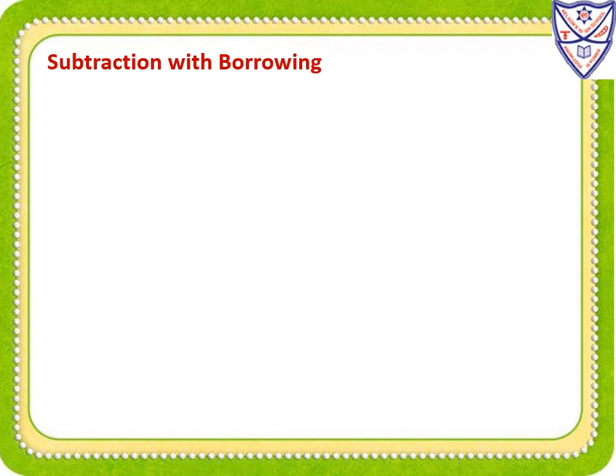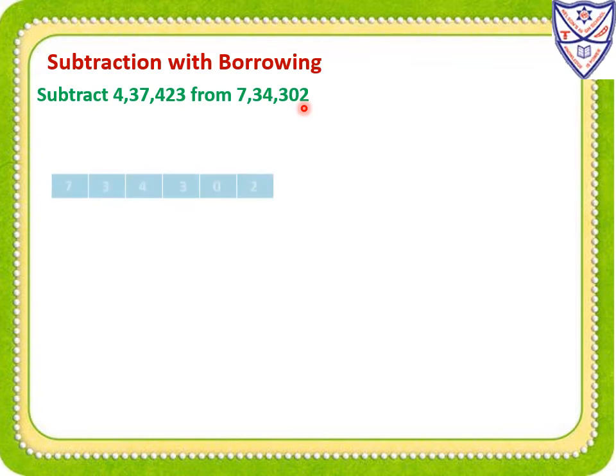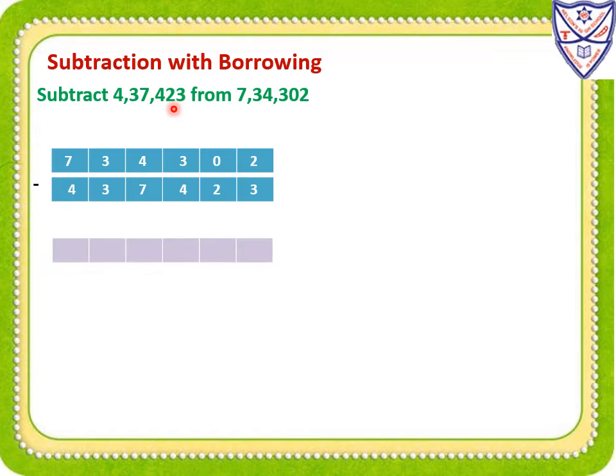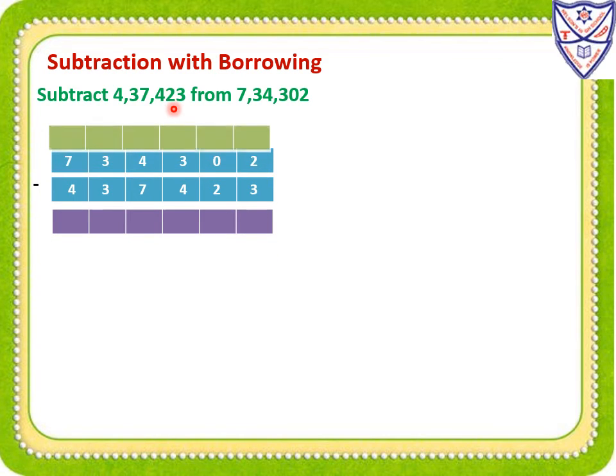Now our next topic is subtraction with borrowing. So here is an example: subtract 4,37,423 from 7,34,302. So here 7,34,302 is our minuend and 4,37,423 is our subtrahend. Okay, so we have to subtract. We will start from the ones place digit.